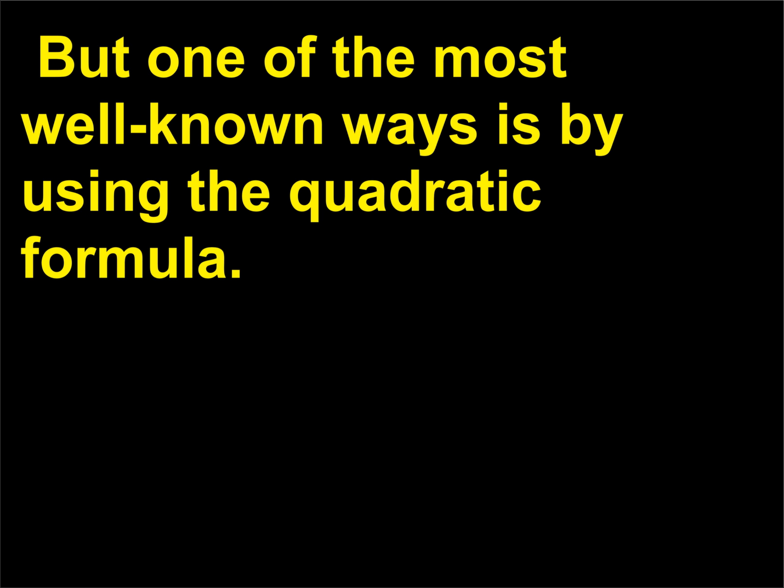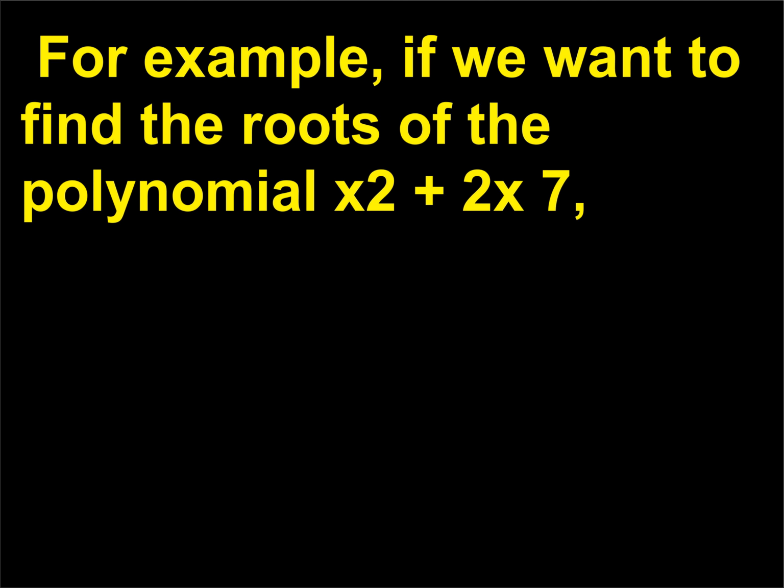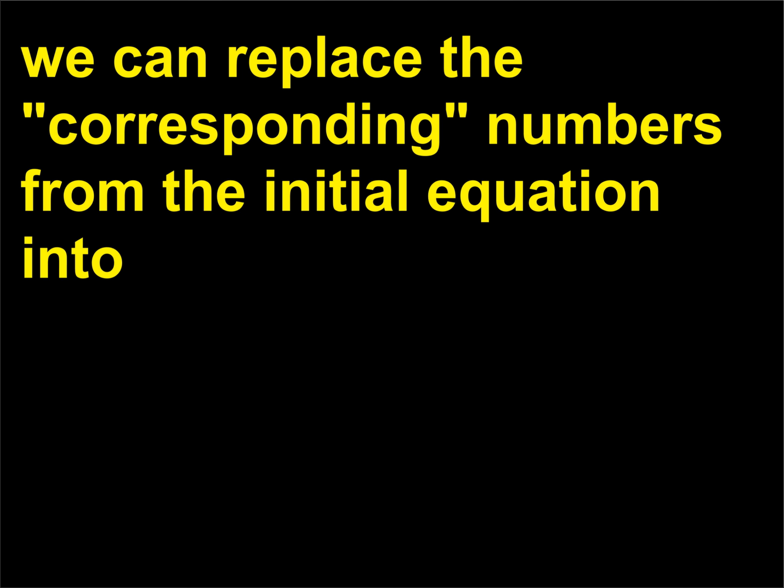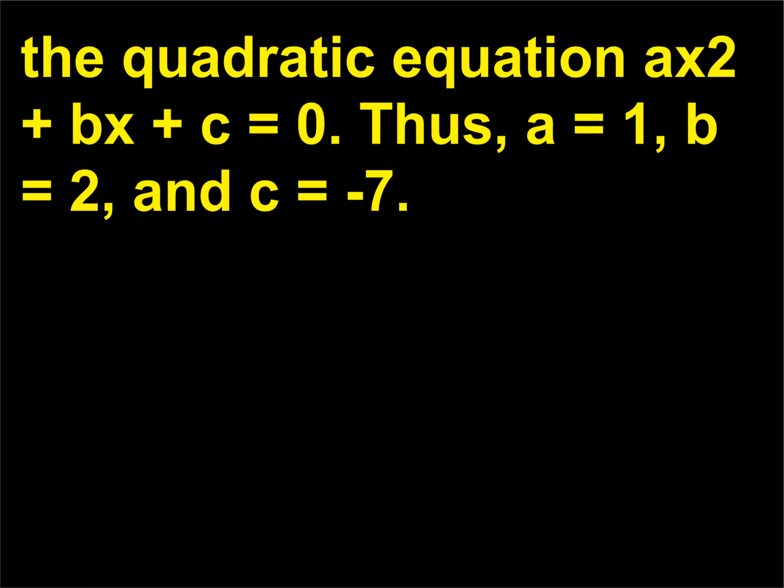But one of the most well-known ways is by using the quadratic formula. For example, if we want to find the roots of the polynomial x² + 2x − 7, we can replace the corresponding numbers from the initial equation into the quadratic equation ax² + bx + c = 0. Thus, a equals 1, b equals 2, and c equals minus 7.